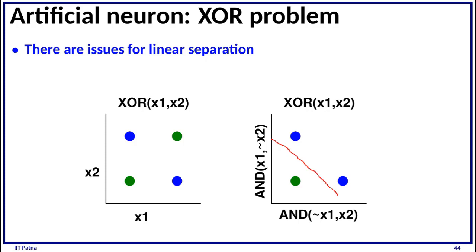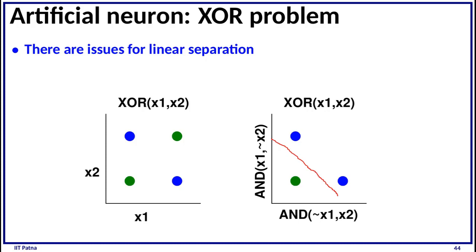If you can represent my input data in a proper, more structured manner, then I can have a single linear classifier to separate out the two objects. But if we cannot represent my data in a proper manner, then we need to have multiple such neurons.